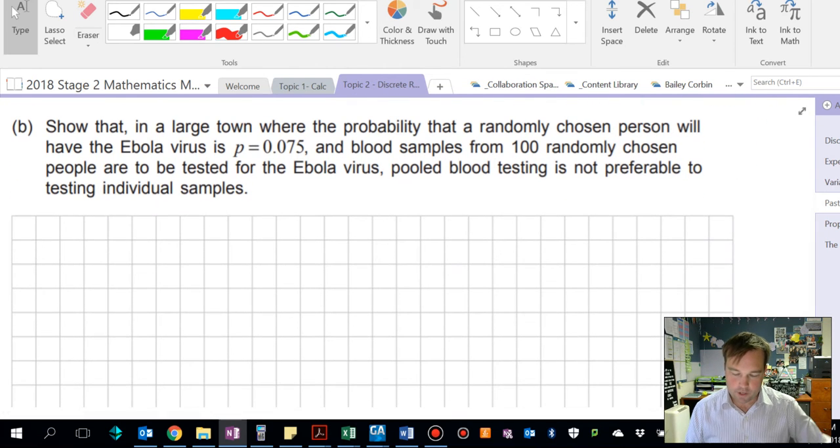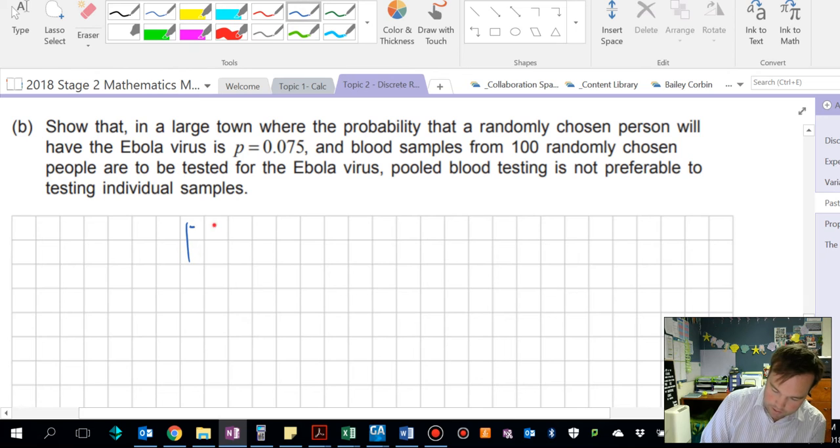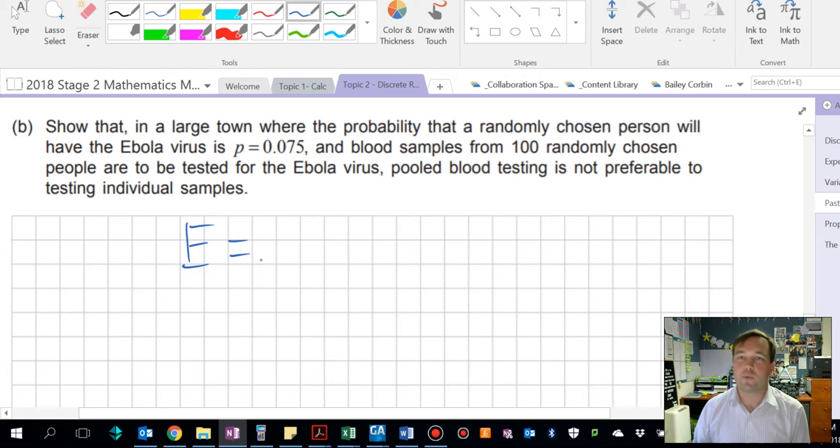Alright, show that in a large town where the probability of a randomly chosen person having the Ebola virus is 0.075, blood samples from 100 randomly chosen people are not preferable to individual testing. Alright, so here we use that expectation. It's the formula they gave us before. And note that they will give you random formulas halfway through the exam that you're then expected to understand what they're on about and use.